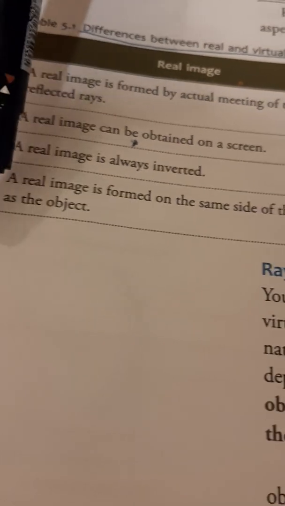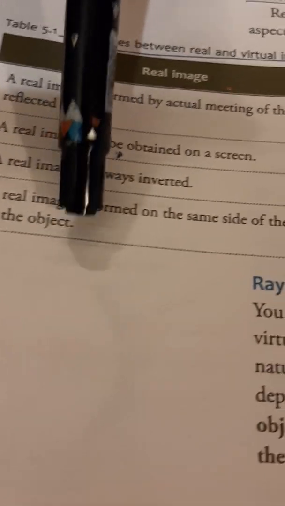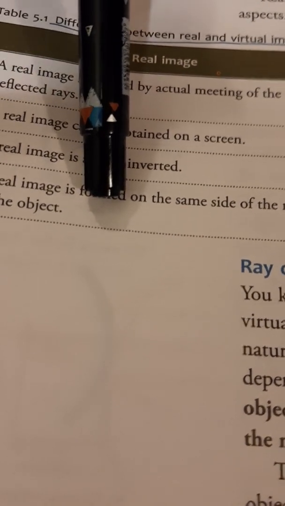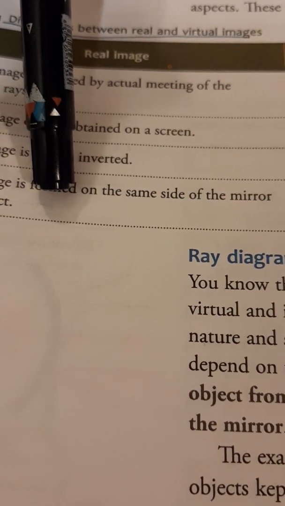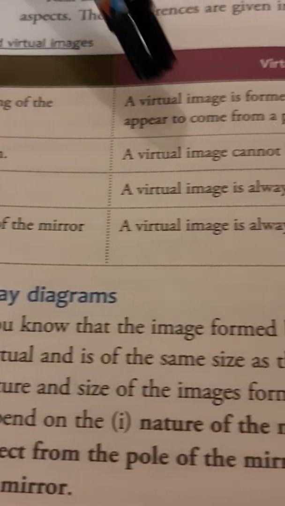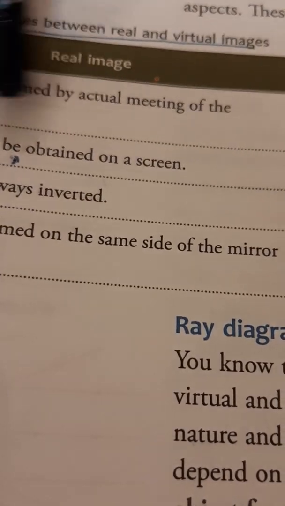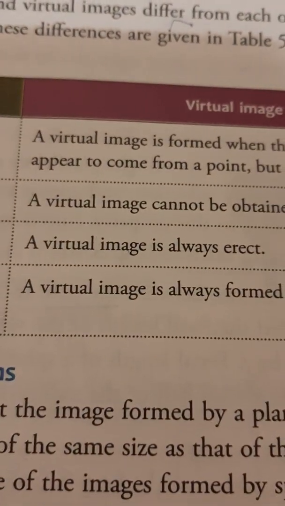And the fourth point of difference is that a real image is formed on the same side of the mirror as the object. So in the first 5 cases of a concave mirror, you have seen that the image is formed in front of the mirror. But in the last case only, where the characteristic is given as virtual and erect, you have seen that the image is formed behind the mirror. And a virtual image is always formed behind the mirror. So these are the 4 points of difference which you have to learn for the difference between the real image and the virtual image.